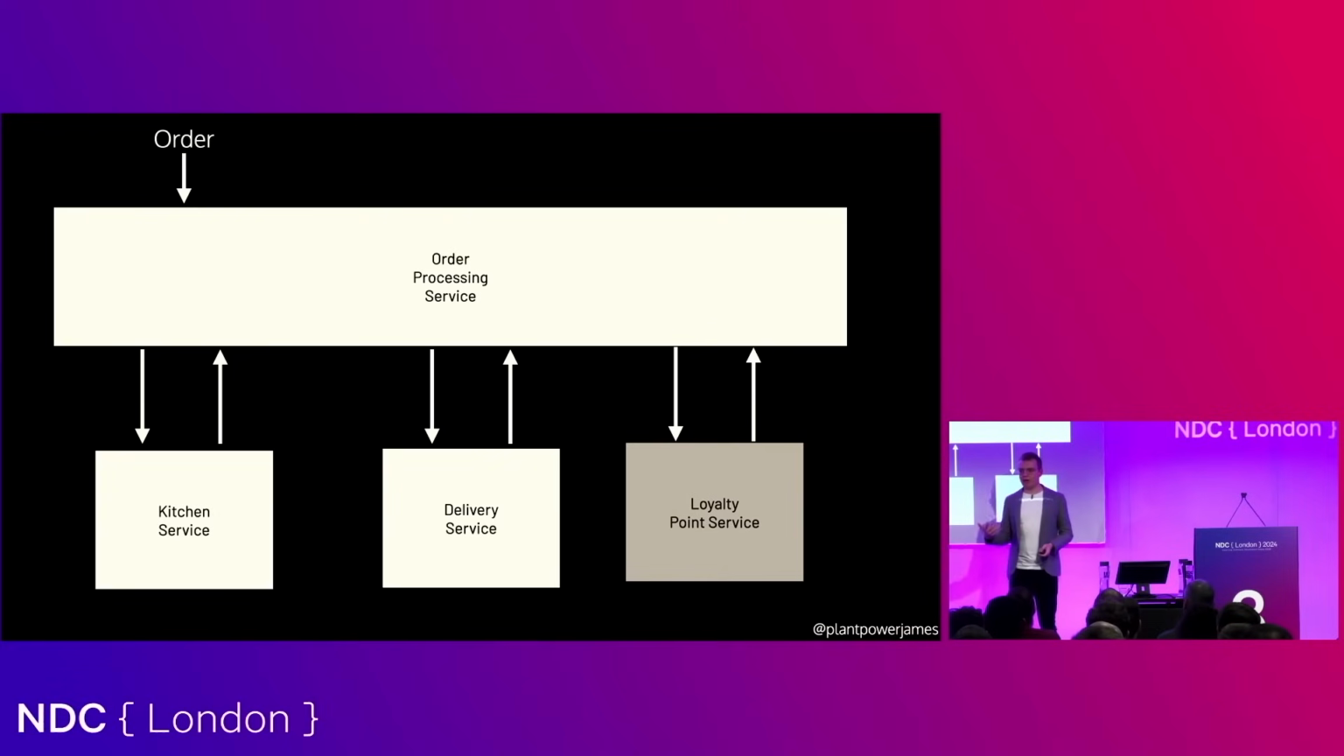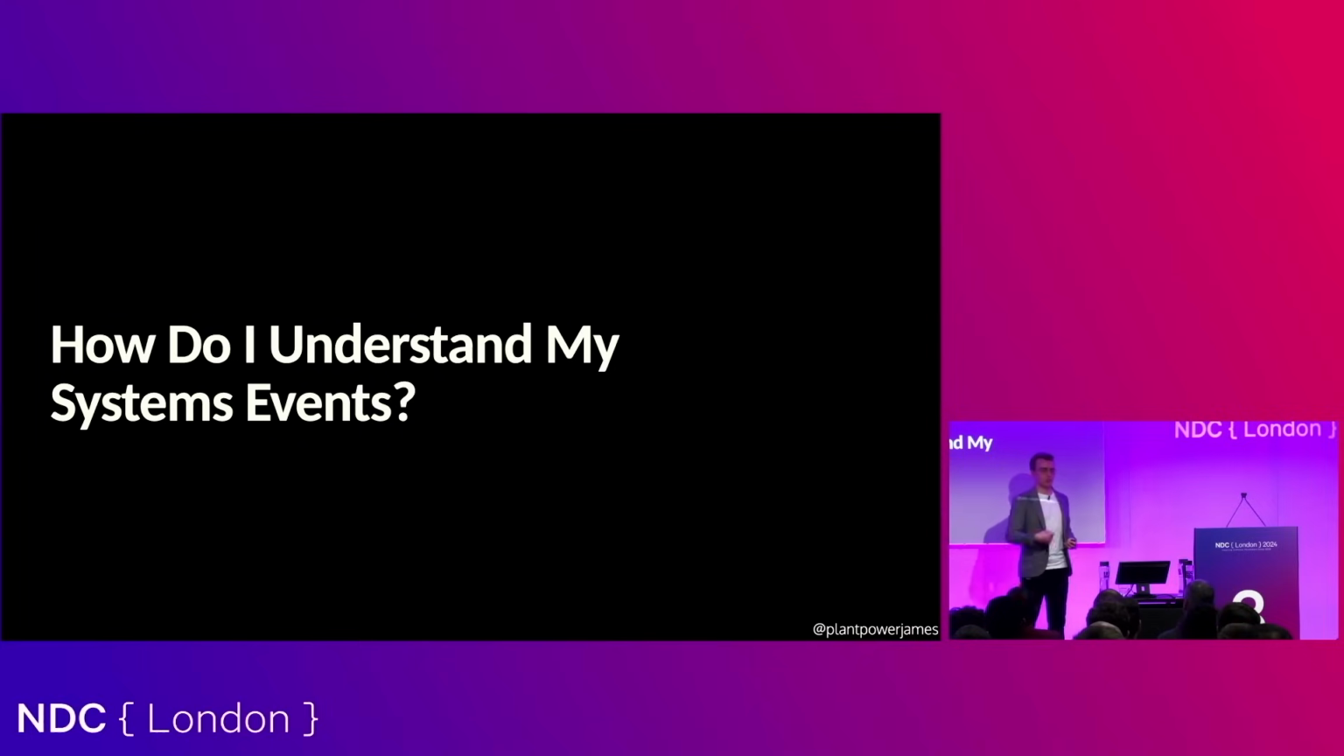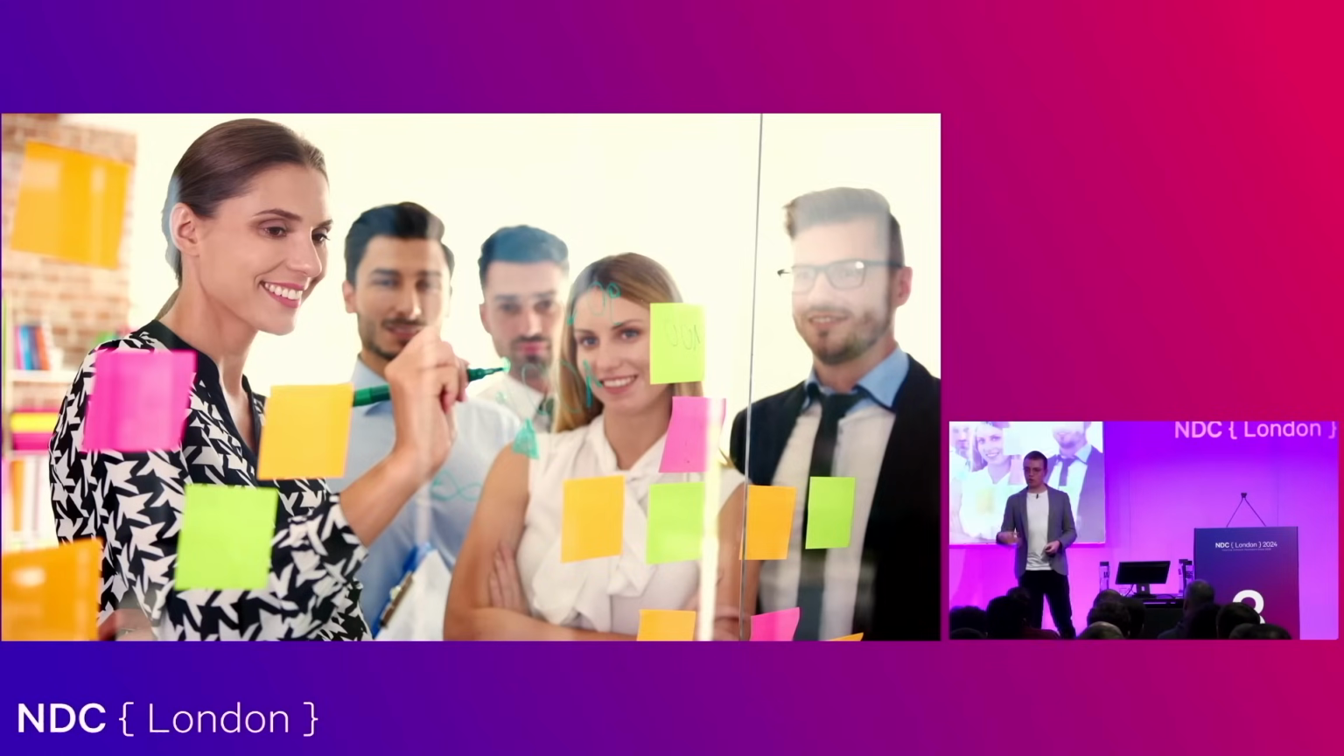And the first question that might be in all of your minds now is, how do I actually understand the events in my system? If every single business has its own unique set of events, how do I understand what those events are? And I want to come back to the same image from earlier, because there's something in this image that's really quite useful when it comes to event-driven architecture. And that's the idea of event storming.